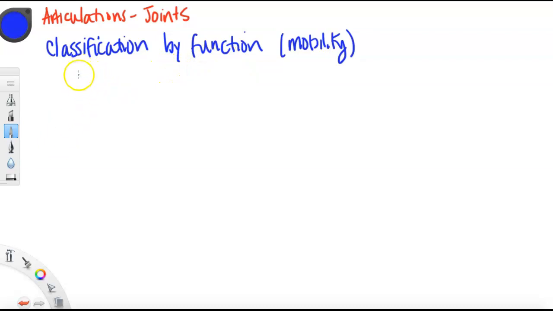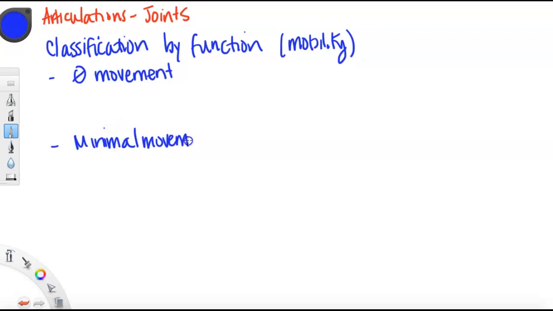The first way is zero movement. All right, so absolutely no movement. The second way is a little bit, minimal movement. And the third way is freely movable.